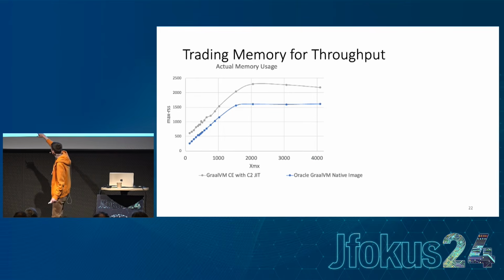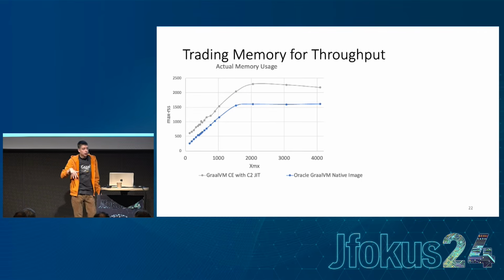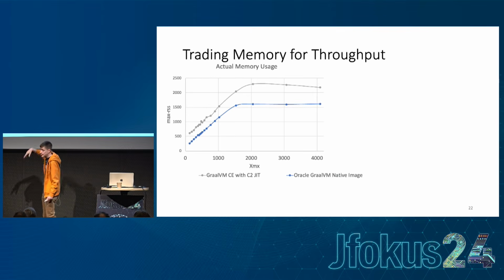And then you give it more and more heap, but at some point for a certain app, the return on investment of giving it more heap gets smaller and then completely flattens out, right? So for this app, after about 2 GB of memory, you don't get more throughput anymore, right?